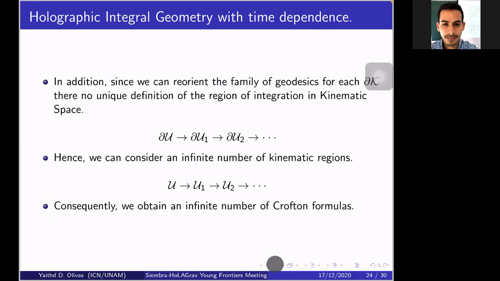And the reason for that is that because of the null vector aligned condition, I could have started with this family of geodesics, or this family of geodesics, or this family of geodesics. And after applying Stokes' theorem, I would end up with a different region of integration in kinematic space. So consequently, I obtain an infinite number of Crofton formulas, and there is an ambiguity in the region of kinematic space over which I have to integrate.